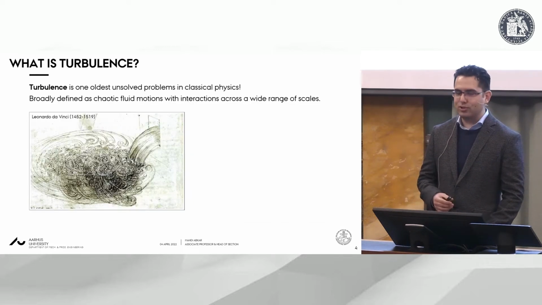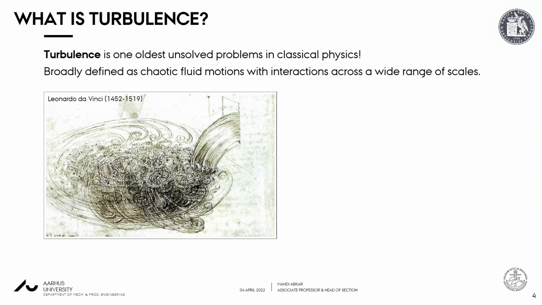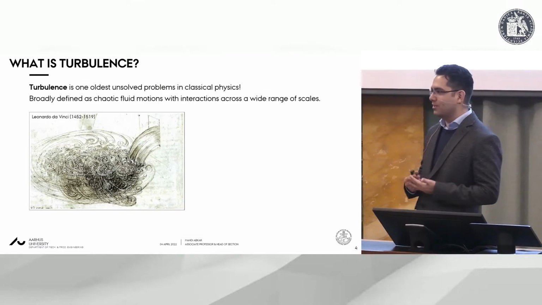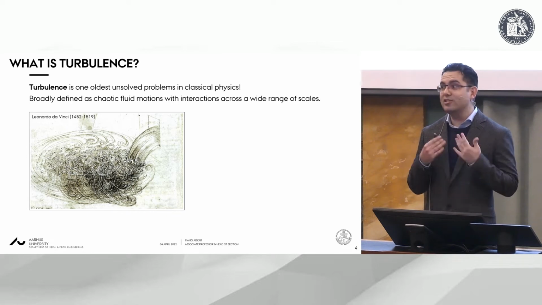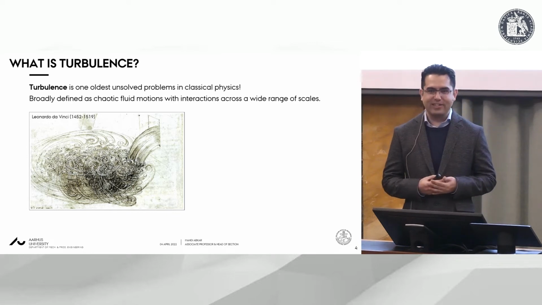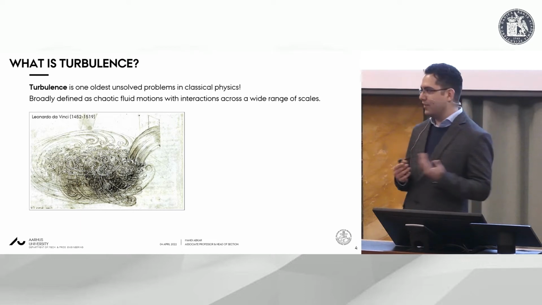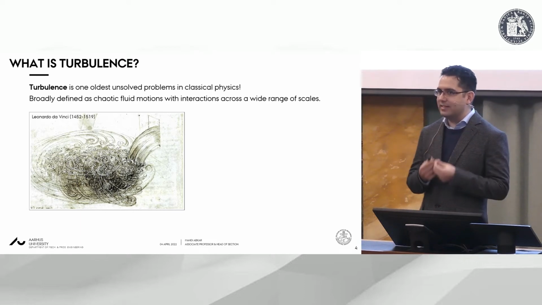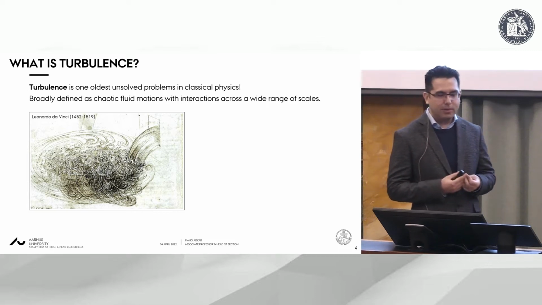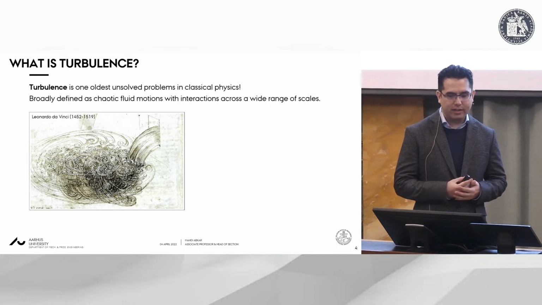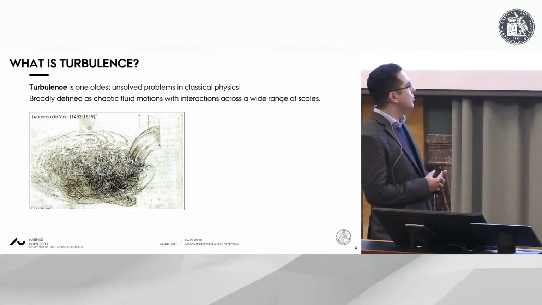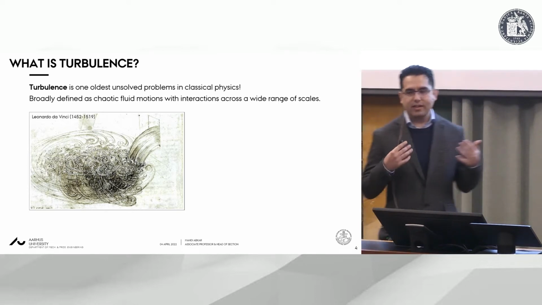So today I'm going to talk about turbulence. Turbulence is one of the most interesting topics, at least in my opinion, and perhaps one of the hardest problems in computational science. It's considered one of the oldest unsolved problems in classical physics. It's very difficult to define in a short but complete way, but it can be defined, at least in a broad sense, as chaotic fluid motions across a wide range of scales.